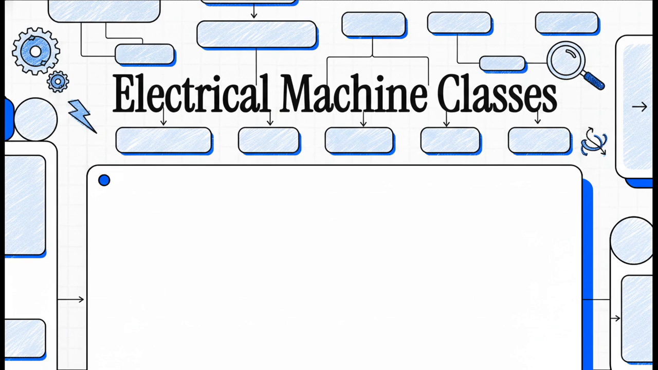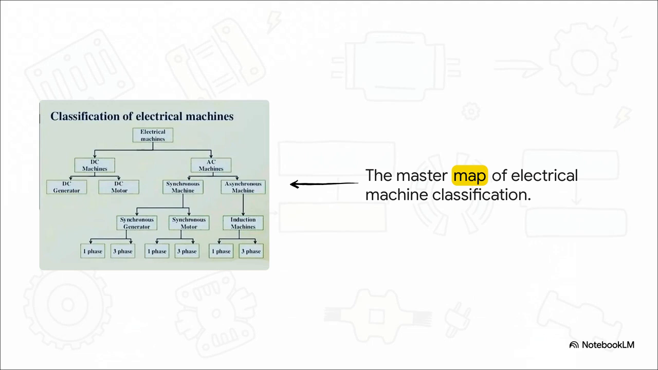We're going to methodically break down the complex family tree of electrical machines, and we're doing it purely by tracing their structural classification. If you've ever felt totally overwhelmed by all the different types of motors and generators, well, this structured breakdown is exactly what you need to see how the whole puzzle fits together. Okay, let's dive into the master map.